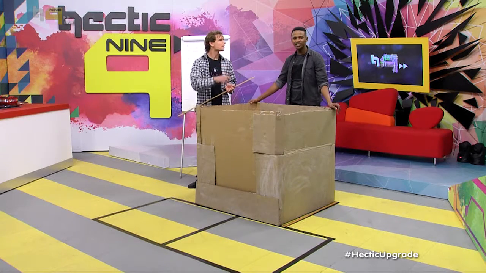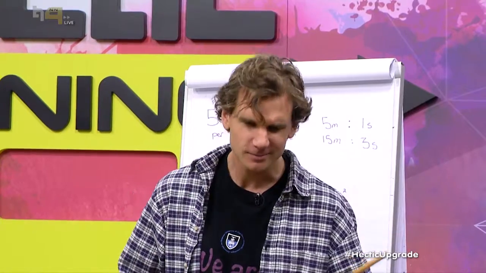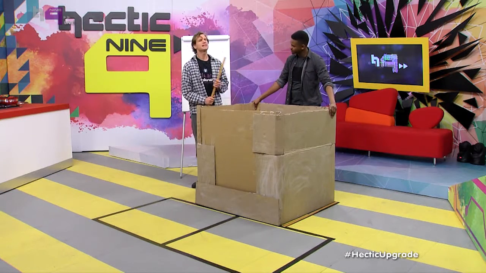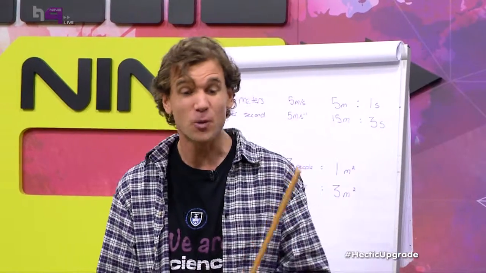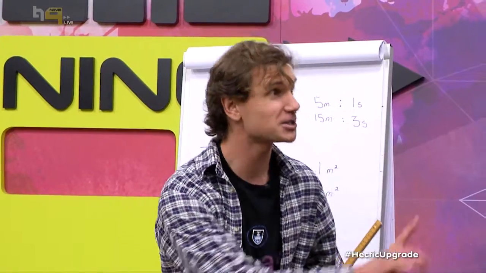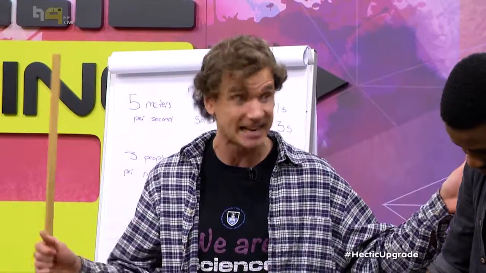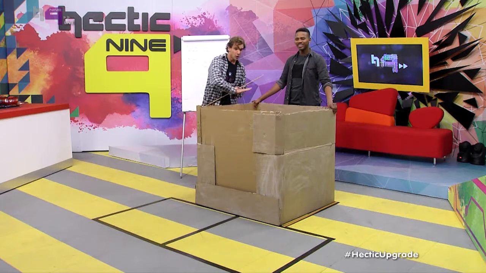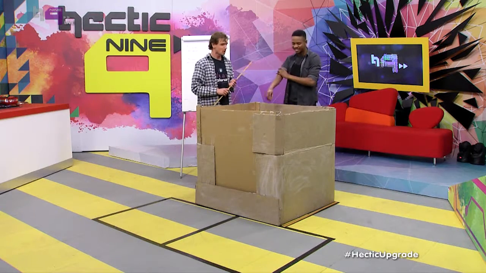Isn't that like the weight of some cars? It's about the weight of a baby elephant. Wow. Do you know what the density of gold is, Sam? No idea. The density of gold is about 20,000 kilograms per cubic meter. So if we were to fill this up with gold, just think about that for a moment, then we would have 20,000 kilograms of gold here.